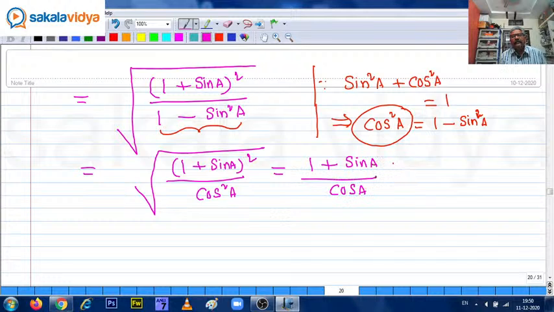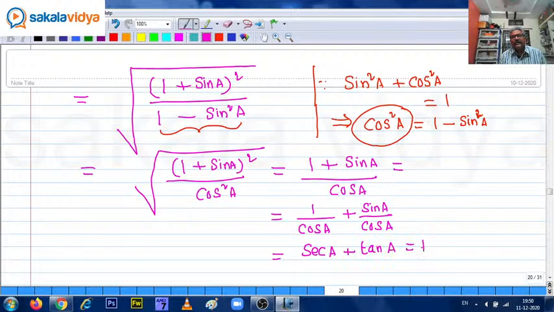Separate the LCM. So 1 upon cos A plus sin A upon cos A. So what do you write? Sec A plus tan A. This is RHS. Hence it is proved.